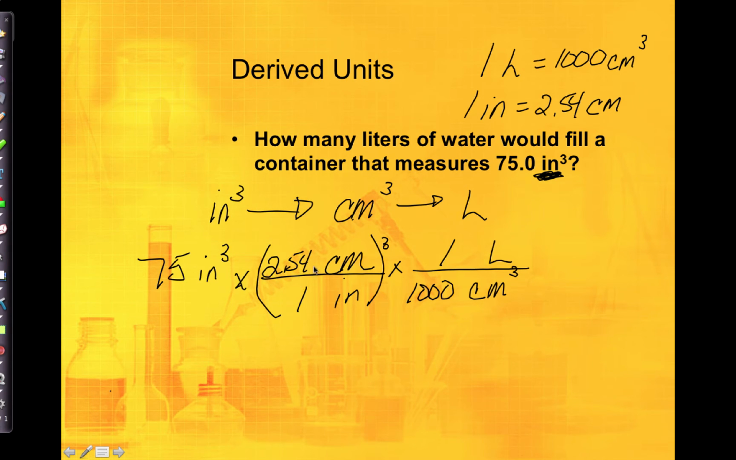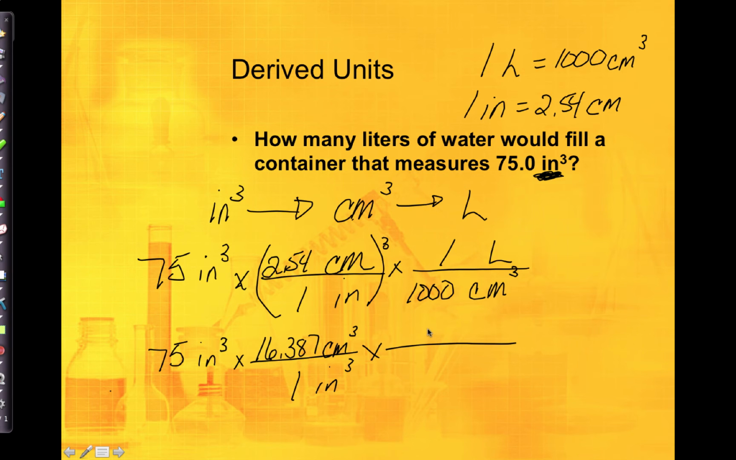All right, so now let's go ahead and cube this so I don't forget. So 75 inches cubed. So cube everything inside. So the numbers have to be cubed. So 2.54 cubed would be 16.387 cubic centimeters. And 1 cubed would just be 1. All right, so now let's go to the next.